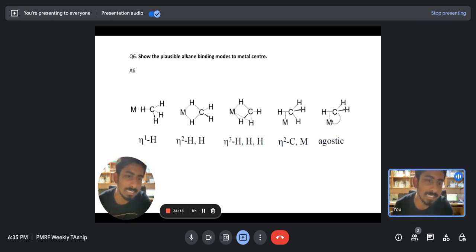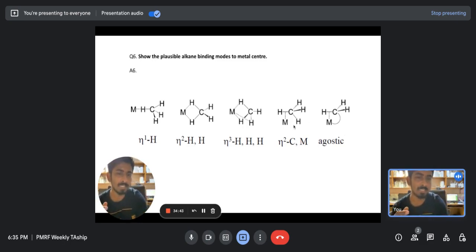So this is actually a three-center two-electron bond, where the two electrons of the CH bond get shared by the three centers: hydrogen, carbon, and the metal. So all the bonds become weakened in nature. This CH bond becomes weakened, and we call it the agostic interaction, where the carbon is also having a significant kind of interaction with the metal.